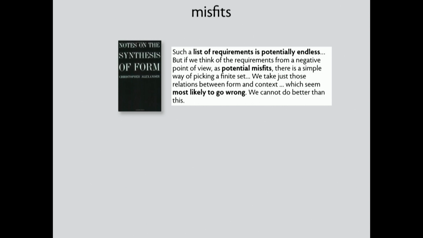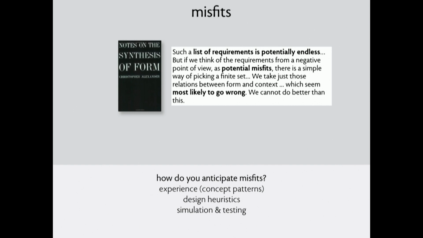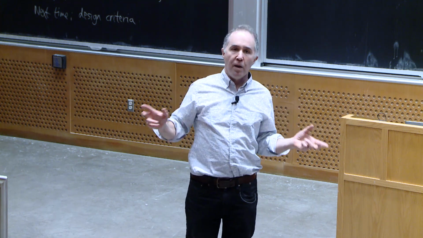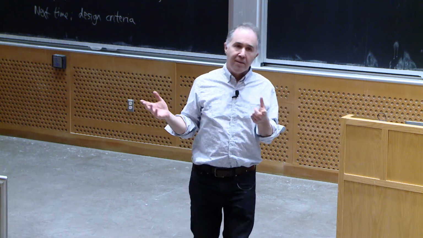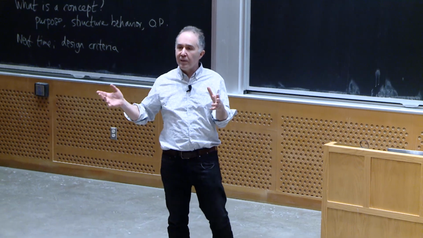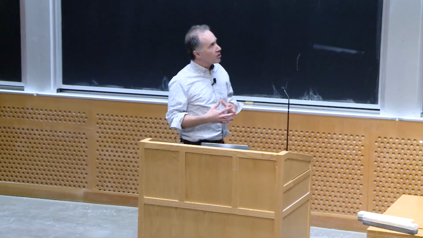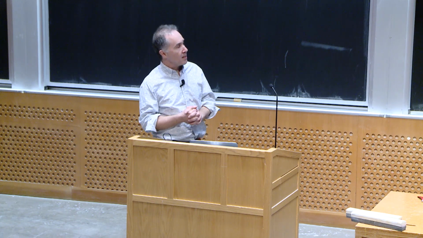So he says the best you can do is just figure out what's most likely to go wrong. And so how do you do that? Well, you do it from your own experience. And that's why it's important to have concept patterns, right? When you decide you're going to use friend as a concept, you bring in everything you know from your experience of friend on Facebook, and hopefully the experience that all developers have gained about the problems with that particular concept.